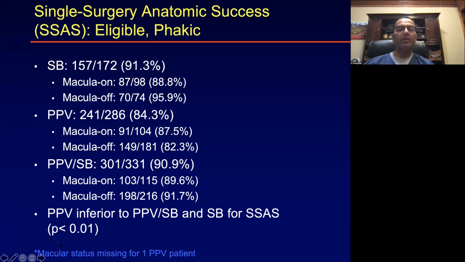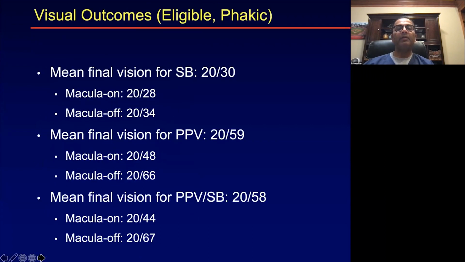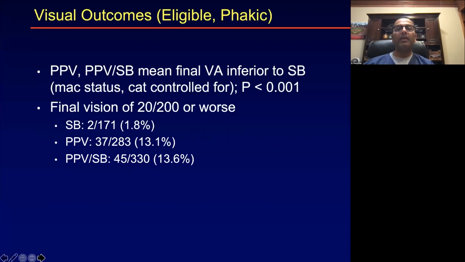Okay, single operation success rate. We found that vitrectomy was inferior to vit buckle or scleral buckle for single operation success rate for phakic retinal detachments. Again, phakia. So if you just did a vitrectomy alone, it was inferior to both of these procedures. Macula off, and you can look at the mean final vision for scleral buckle, vitrectomy and vit buckle. And this again looks at the final vision of 20/200 or worse.